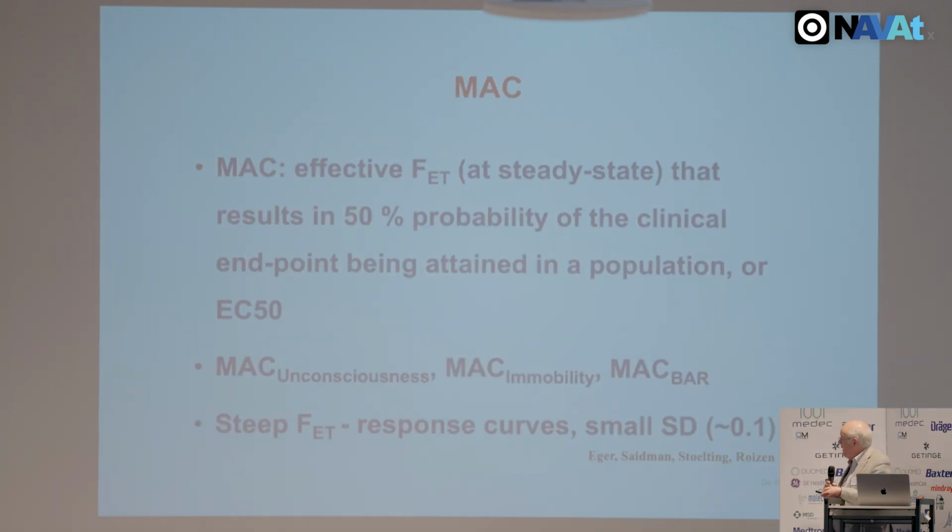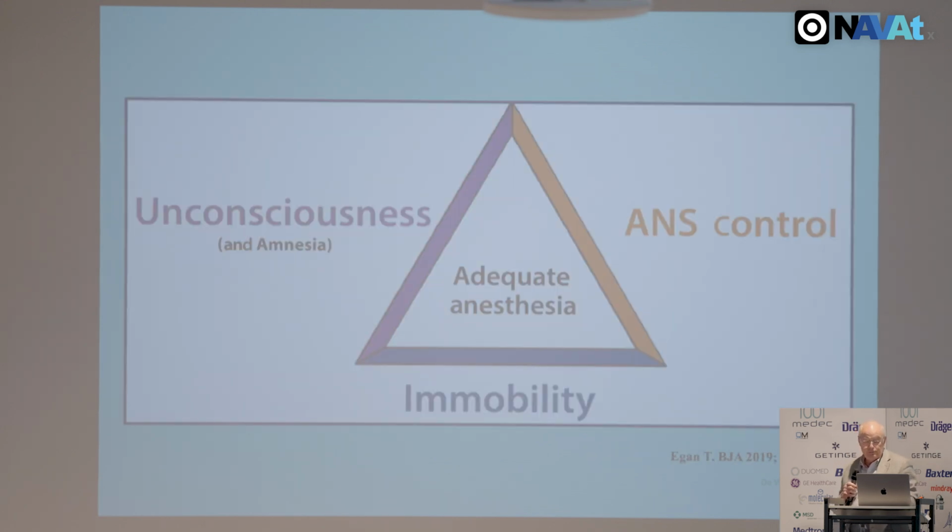So, if I may repeat, MAC is the effective end-tidal partial pressure at steady state that results in a 50% probability of the clinical endpoint being attained in a population, or effective concentration 50 or effective dose 50. And then we can look at different endpoints such as unconsciousness, immobility, or BAR, blockage of adrenergic response. Luckily, we have very steep end-tidal partial pressure versus response curves with a small standard deviation, which makes our life as anesthesiologists a lot easier.